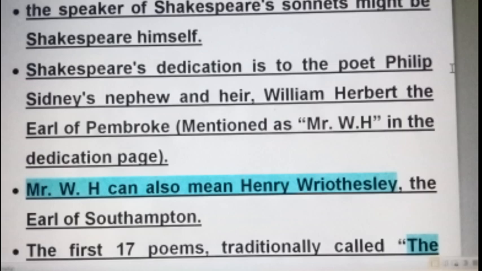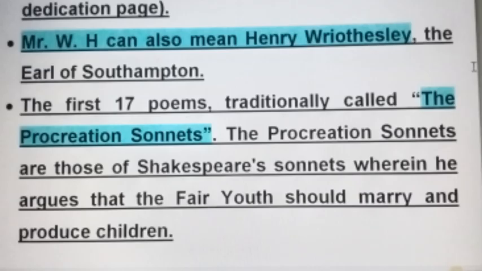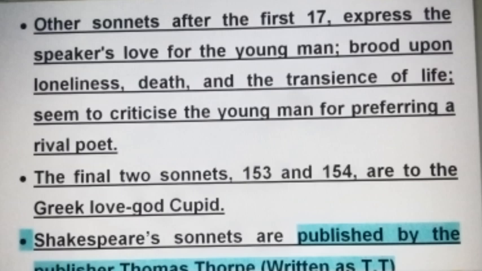The first 17 poems are traditionally called the Procreation Sonnets. The Procreation Sonnets are those of Shakespeare's sonnets wherein he argues that the fair youth should marry and produce children. Other sonnets after the first 17 express the speaker's love for the young man, brood upon loneliness, death, and the transience of life, and seem to criticize the young man for preferring a rival poet. The final 2 sonnets, 153 and 154, are about the Roman love god Cupid.